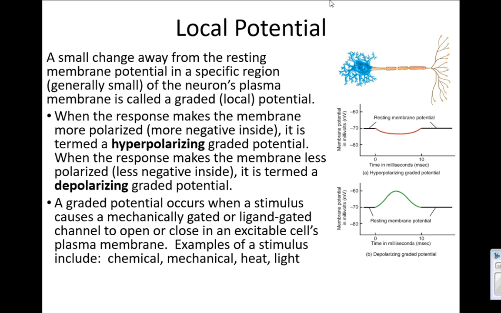Okay, here in a second we'll look at a local potential occurring in the dendrites of a neuron. If the response makes the membrane more polarized, which polarized means negative, so becoming more polarized, we call it hyperpolarization, or hyperpolarizing. Hyper means high or higher negativity, like we show right here. We're at -70, and then we're going towards -80. You guys would all agree with me that is becoming more negative, right?